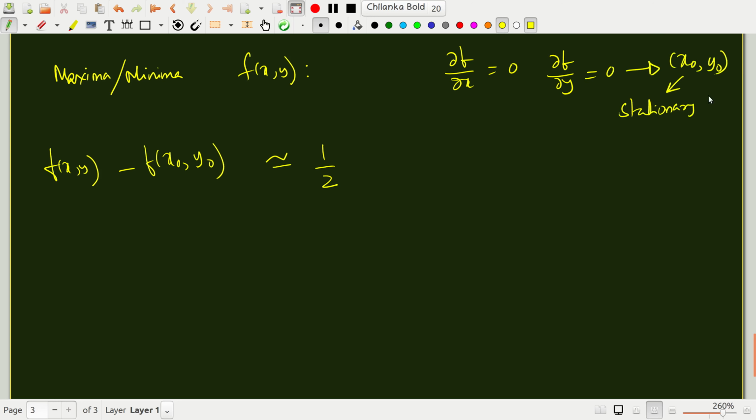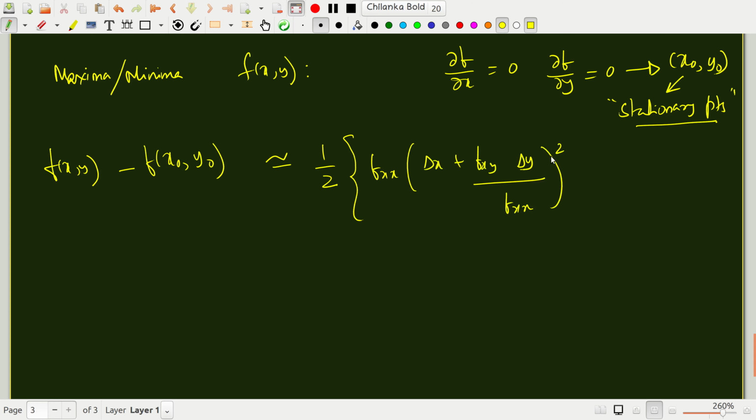What are the nature of the stationary points? Are they maximum or minimum? You have to expand it to the next order. Then we rewrote this as f x x times (delta x plus f x y delta y by f x x) whole squared plus delta y squared times (f y y minus f x y squared by f x x). Right? Now, the question that was raised by a student was, what if this is identically 0?